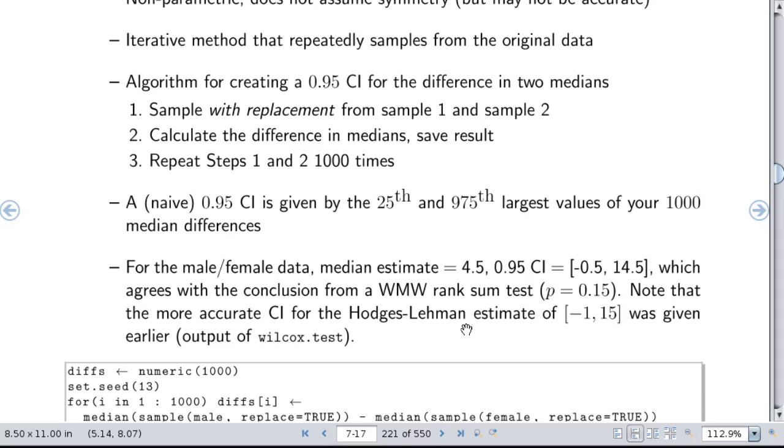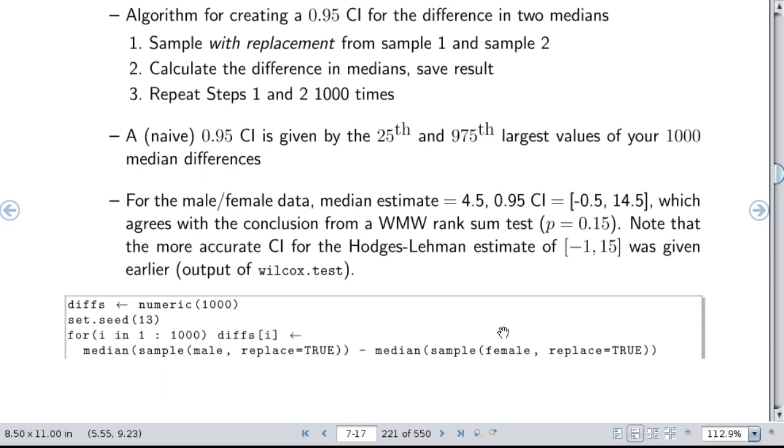For the male and female data, our median estimate is 4.5, and the confidence interval is minus 0.5 to 14.5, which agrees with our conclusion of a p-value of 0.15. For the Hodges-Lehmann estimate, you can get a more accurate confidence interval than what we just did, but it's not officially a confidence interval for the actual difference in the two simple medians. But this is how you would calculate these 1,000 differences. This is how you would bootstrap by sampling with replacement.